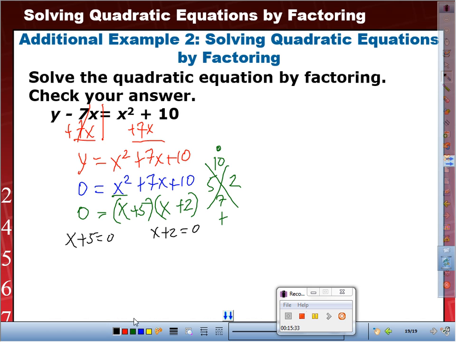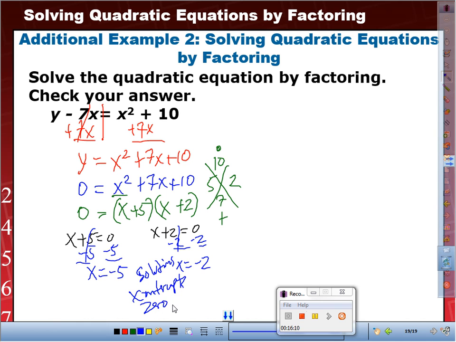Then what do I do from there, Lauren? You solve for the variable. Solve for the variable, so what do I do? Minus 5, minus 5. So x equals -5. Minus 2, minus 2. x equals -2. What do you have for your roots? I'm sorry, your x-intercepts, -5 and -2. That is correct. So these are my solutions, x-intercepts.